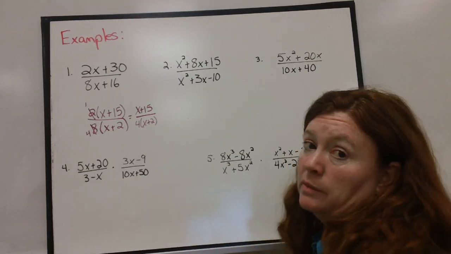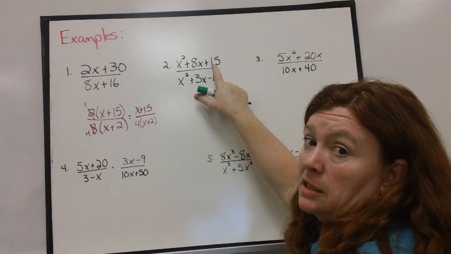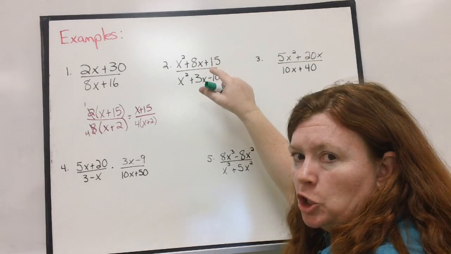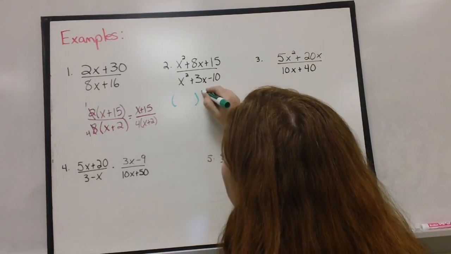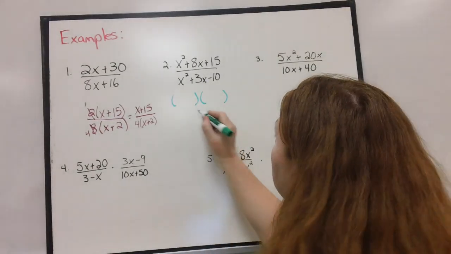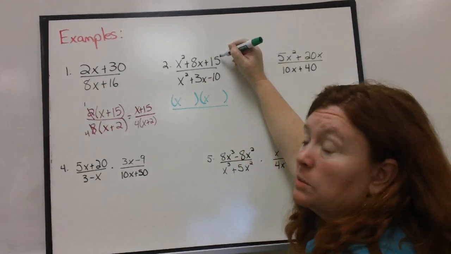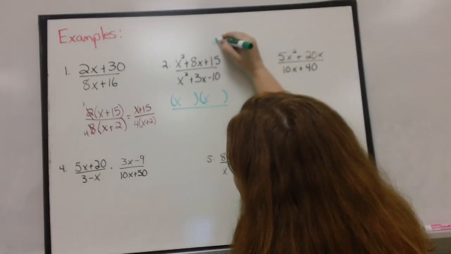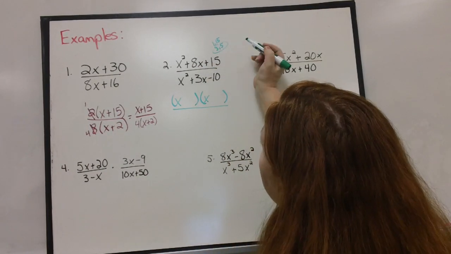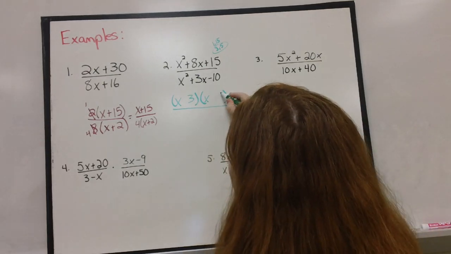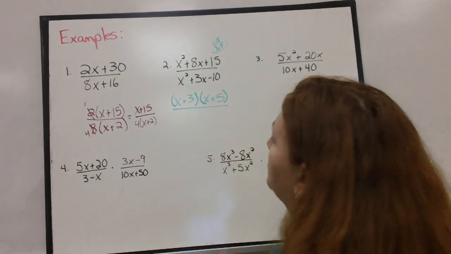Now, number 2, the numerator. Is there a common factor? No, there isn't. But I do have 3 terms, so that would be number 2 on my list. I'm going to try to factor it into 2 parentheses. X squared is x times x. What 2 numbers multiply to give me 15 and add up to 8? That would be these 2 right here. So 3 and 5. And it's a positive 8, so it would be a plus 3 and a plus 5.